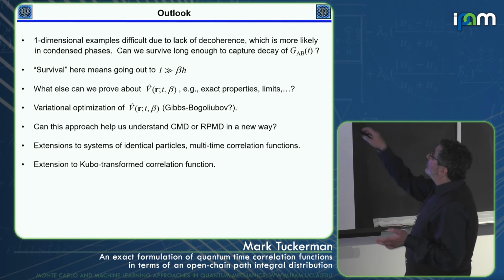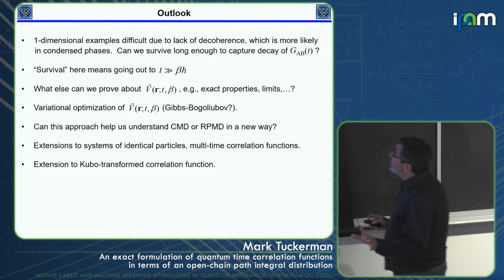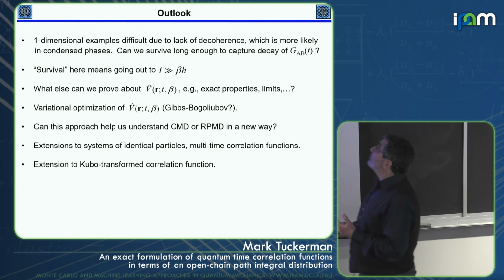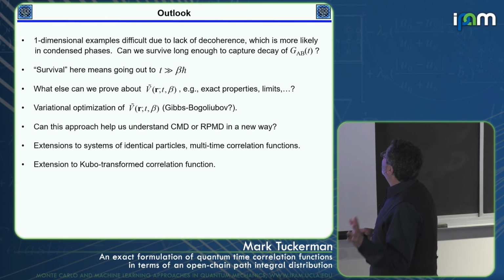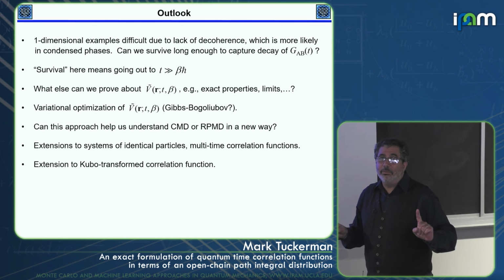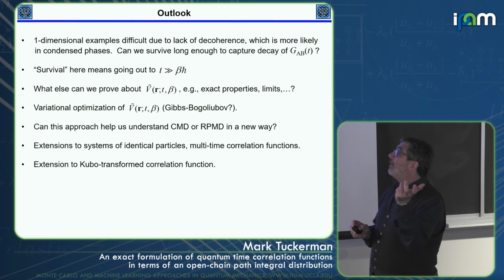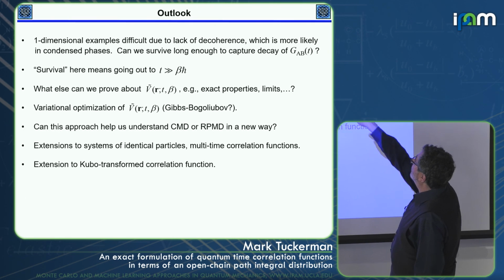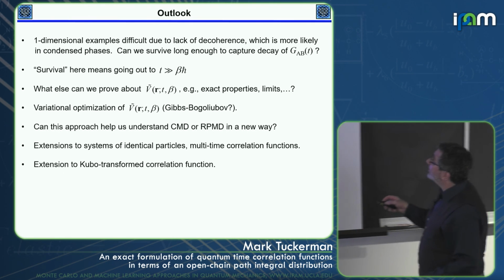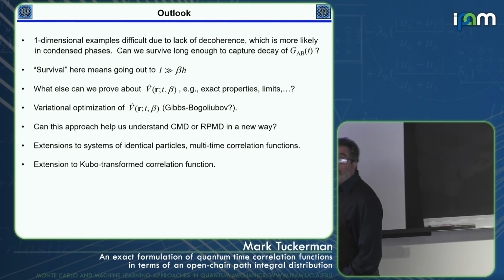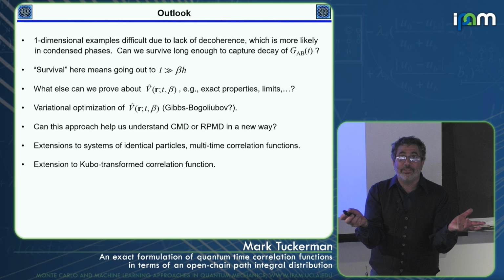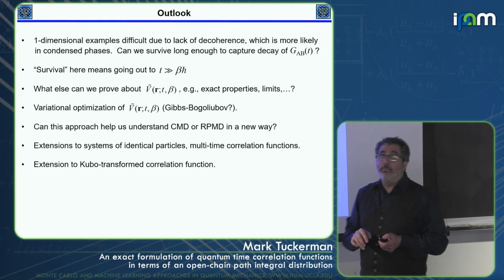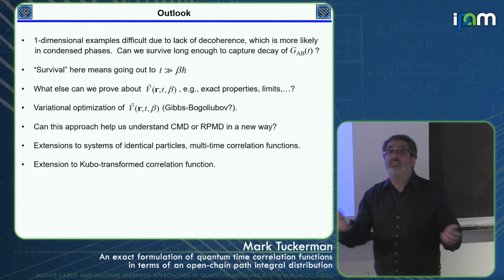The one-dimensional examples are difficult. I think it'll be interesting to go to the condensed phase, where you expect some degree of decoherence, and you have to ask the question: can we survive long enough to see the decay of the correlation function, and get accurately enough that the exponential factor of frequency we have to apply doesn't get too big? Survival here means going out to times that are long compared to beta h bar, but how long? What else can we prove about this potential that we know exists? We can prove it exists, but we don't know what it is. So what else can we prove about it that may help us model it in some way that's better than just a second order expansion?